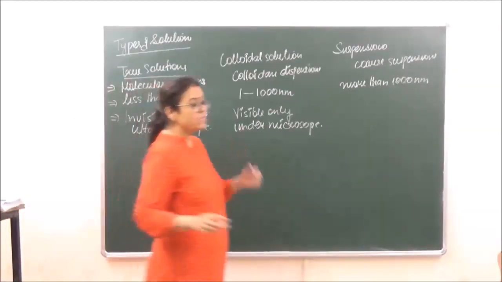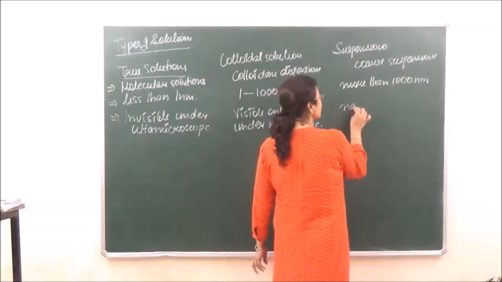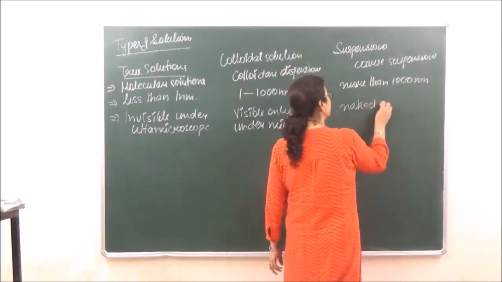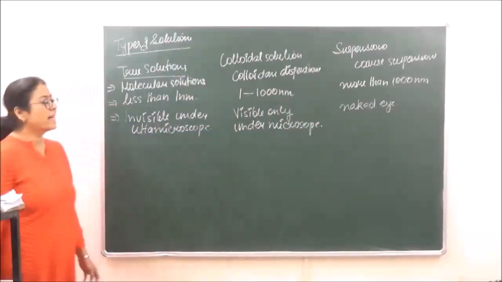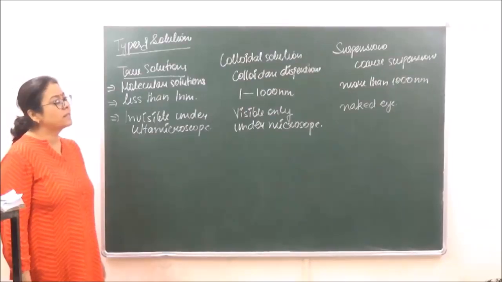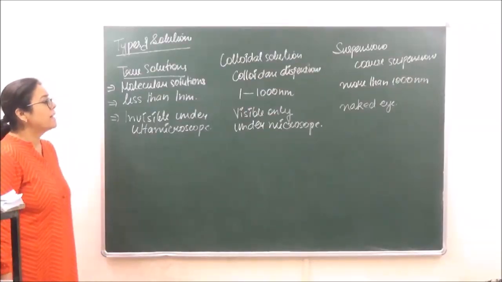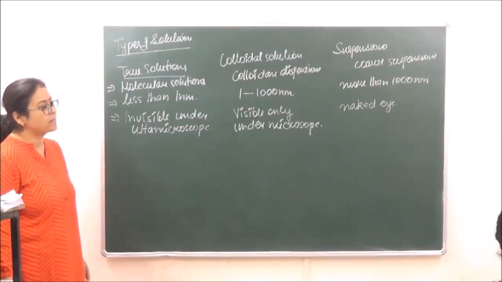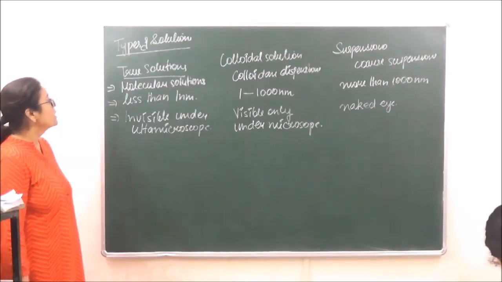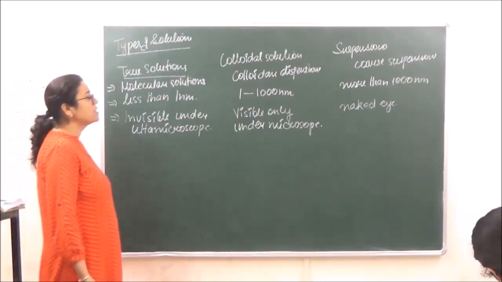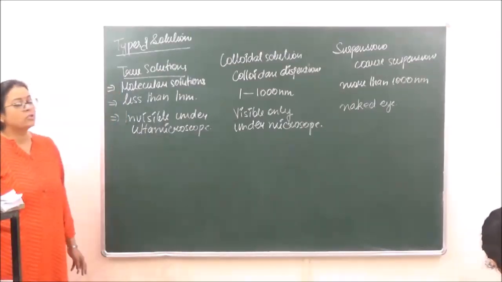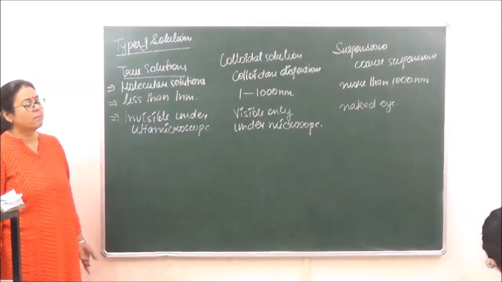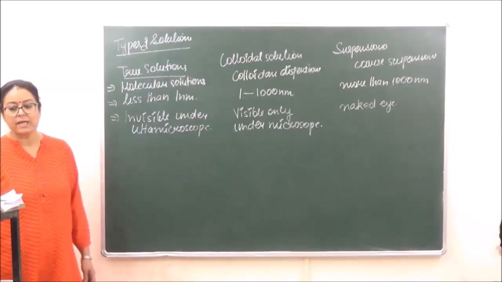Okay? Whereas in case of suspensions, we can see them with the naked eye. For example, sand and water. If you're putting sand and water, we can see the sand particles with the naked eye. We do not need a microscope to see the sand particles. So that is what a suspension is. So example of true solution which we can take is sodium chloride in water or common salt in water. Colloidal solution, we can take milk. Okay? And suspensions, we can take sand in water.